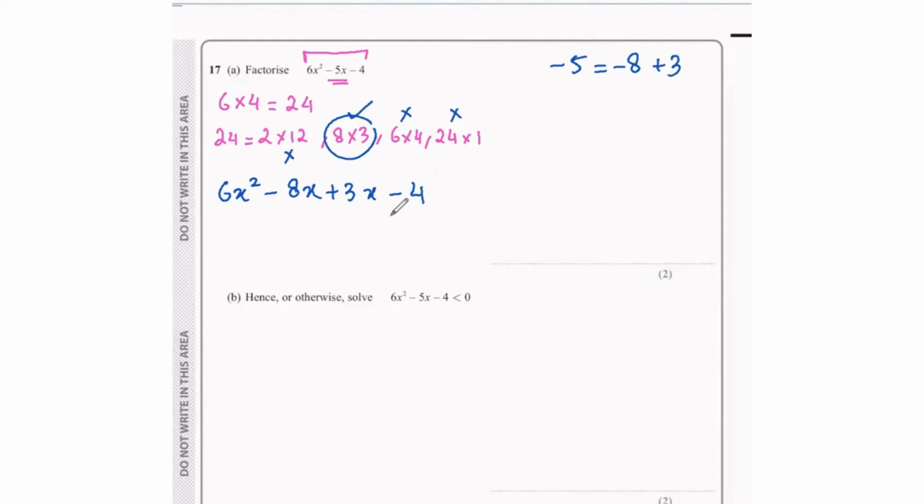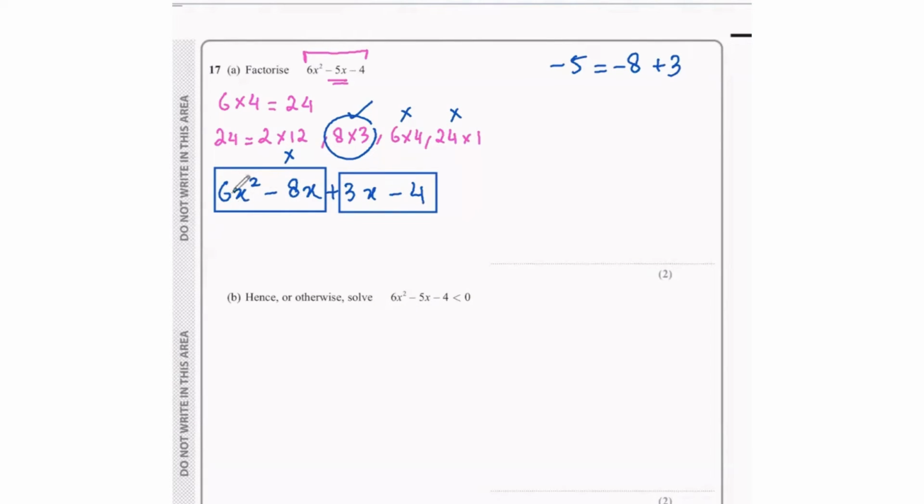When we talk about replacing the middle term, what we're doing is replacing it by numbers which when added or subtracted give us the middle number, which in this case was negative 8 plus 3. So 6x squared minus 5x minus 4 becomes 6x squared minus 8x plus 3x minus 4. Now that we have 4 terms, we can easily factorize it by grouping. So we're going to make 2 groups. This is the first group, and this is the second group. And we're going to factor these groups separately in the next step.